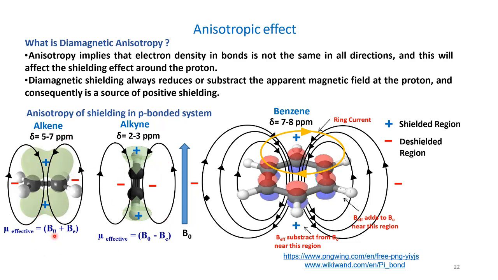So B naught plus B is the effective field for this one, and for this one, which is in the opposite direction, it is B naught minus B. B naught is the applied field, and B is the field of the molecule itself. If it is in the same direction, then it is plus, so the effective field will be the sum of both. If it is in the opposite direction, the effective field will be the subtraction of both fields.